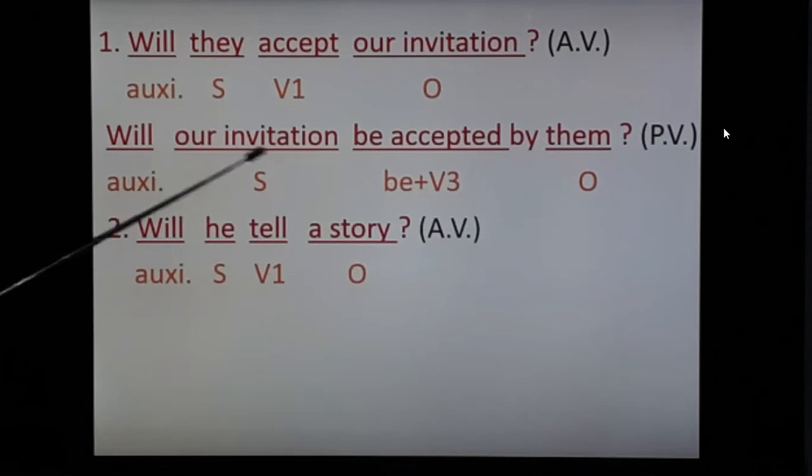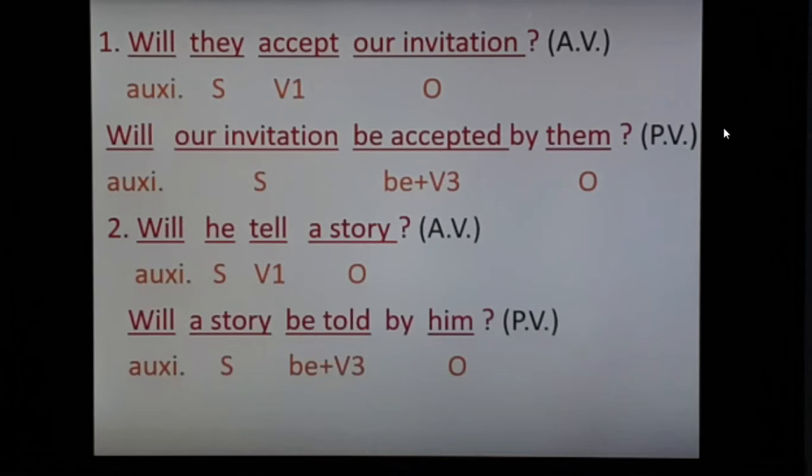Next, will he tell a story? Active voice. Auxiliary verb will, subject he, V1 form tell, and a story is the object. Let's turn this to passive. Will a story, then you have to add be, then told, that is the V3 form of tell. By, he becomes him, then put a question mark. This is passive voice. Will a story be told by him?